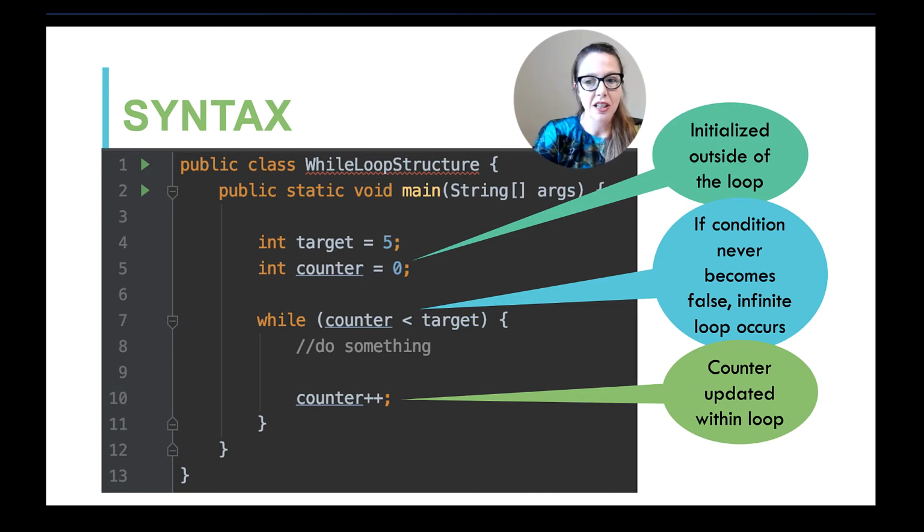If this condition never becomes false, so if it's always true, for instance, if I change this to read counter greater than or equal to 0, then an infinite loop can occur. So we have to be very careful about what our condition is set to. Somewhere within that while loop, the counter should be updated, because if the counter never changes, there's no reason that we would ever leave this loop.